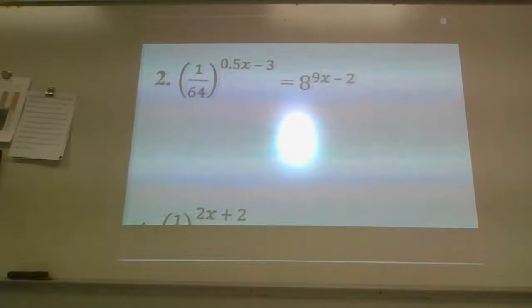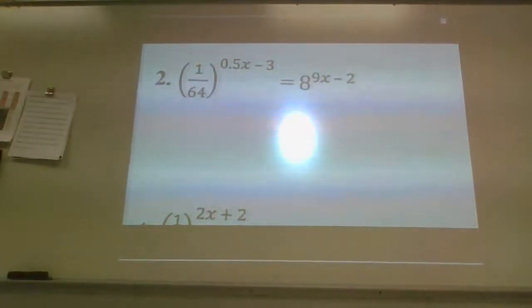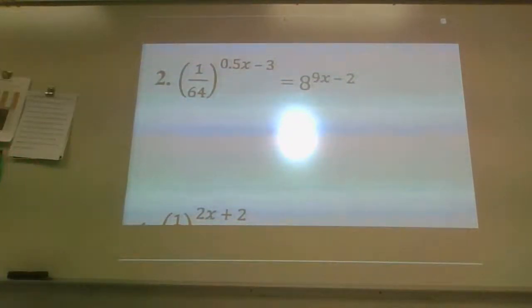Now, first, strategy number 1, look at the base. Look at the base, look at the base. On the left side, the base is the fraction 1 over 64. Ignore the 1 over for a moment and just focus on the 64.